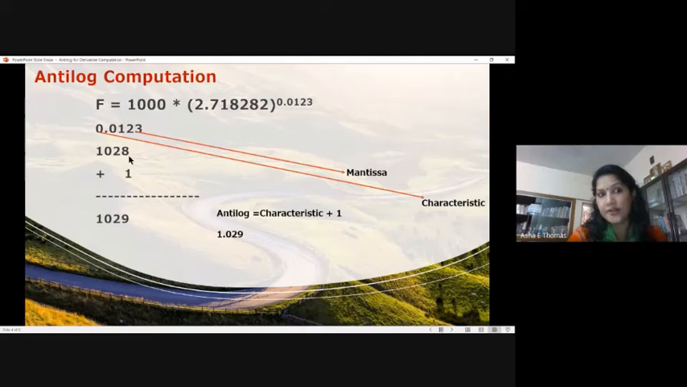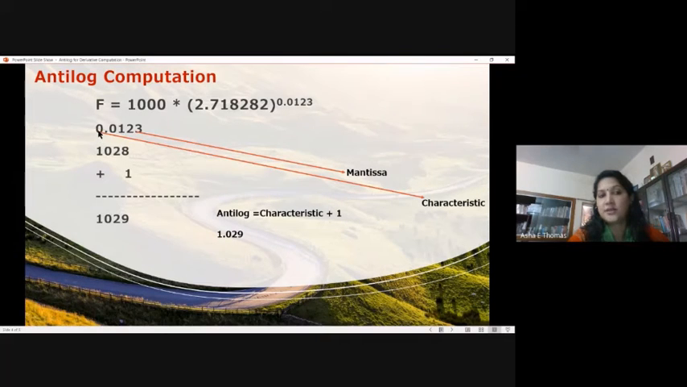0.028, the value which I got initially, plus 1, I'm going to get 1029. Okay, so this is actually my value. Now the role of characteristics comes in. Suppose it is 0 here. Anti-log is nothing but the characteristic telling me how many decimals I have to put. It's characteristic plus 1. So here, since it is 0, I'll go with 1 decimal. Characteristic plus 1, so here I'm just going with 1.029.